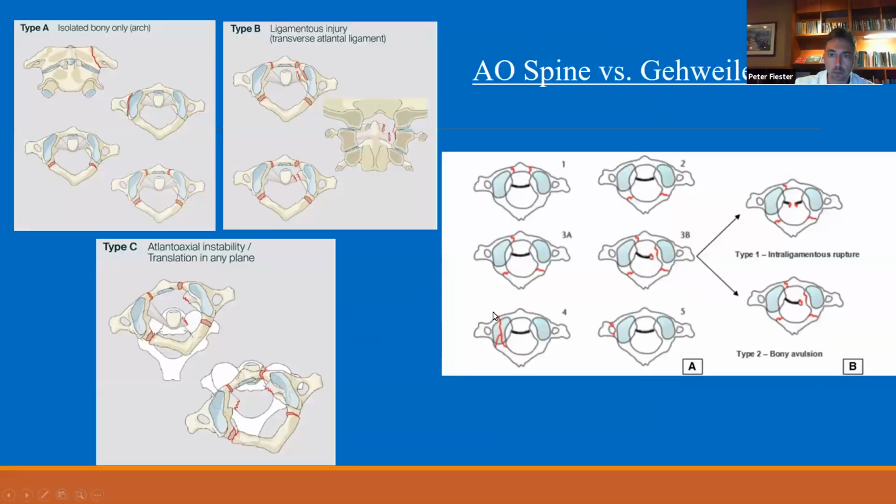How much stock do you guys put in these, the AO Spine versus the Gehweiler and Dickman classifications? Are these classifications you use frequently or just as a guideline, or how do you incorporate these in your practice? Because honestly, I've never seen a type C injury where you have this degree of translation of the atlantoaxial joint with C1 trauma. So to me, that case was more of a type B injury. So I'm not sure if these offer any management guidelines or prognostic value or not.